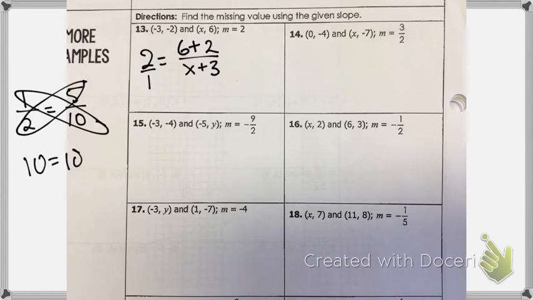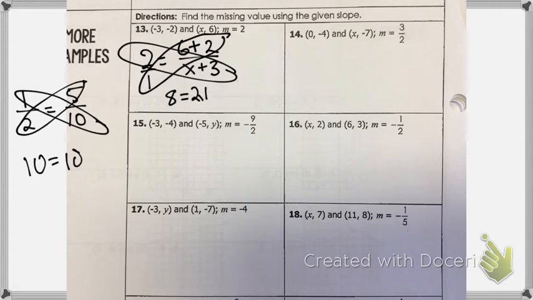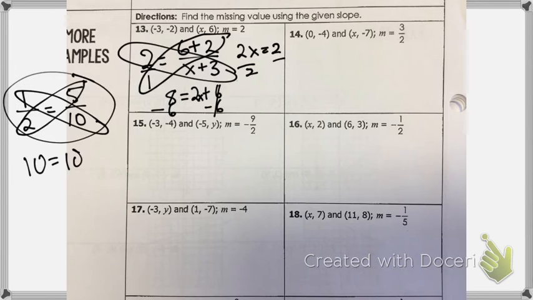So you can actually take that same idea and apply it to this proportion. You can say that 8 equals 2x plus 6, for the same reasons that 10 equals 10 here. And I like doing this because then I get to solve an equation. So 2x equals 2, divided by 2, and x is 1.